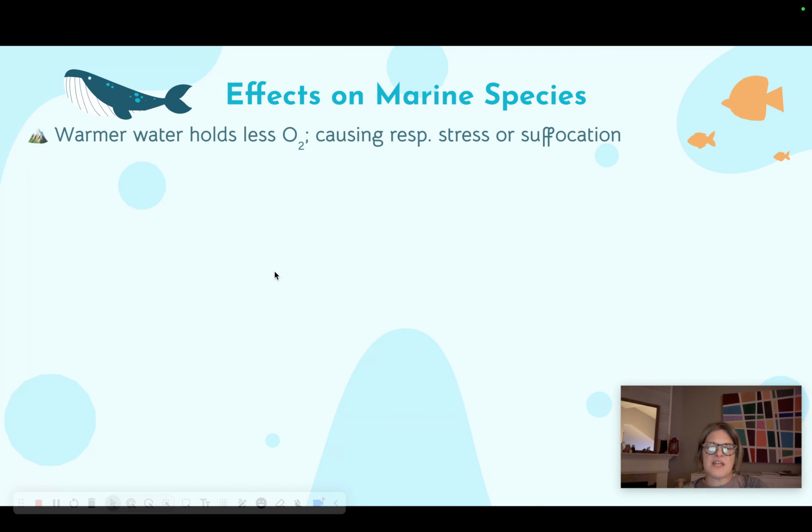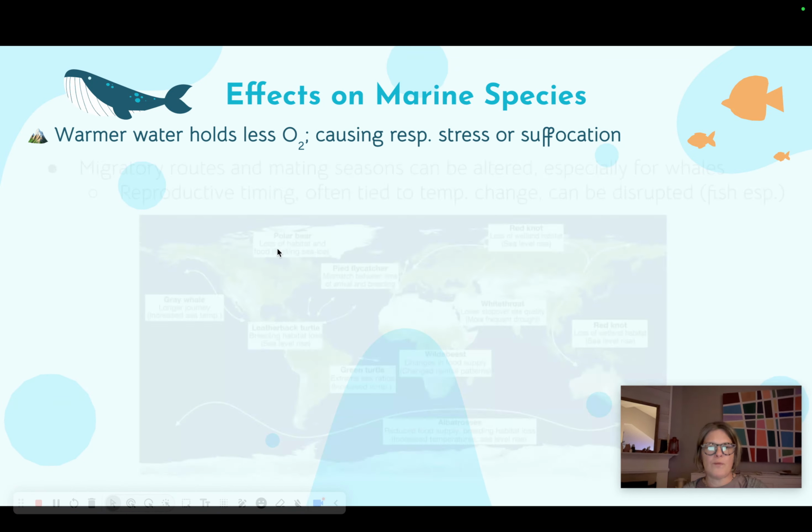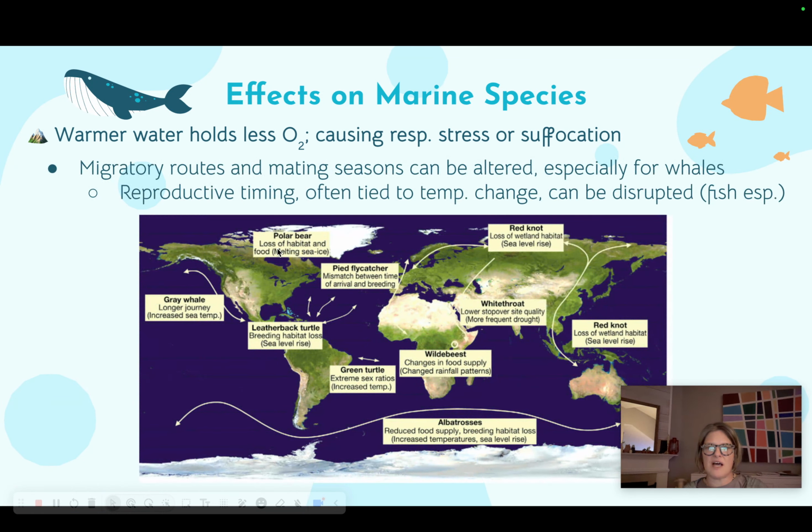All right, and so you're thinking probably, well, who cares? So the ocean's going to get warmer. It's going to be a little bit warmer when I go to the beach, but it's actually a lot more complicated than that. So warmer water, like I've said many times throughout the course, it actually holds less oxygen. So this can actually put organisms outside of their range of tolerance, and it can cause respiratory stress, or it could even cause organisms to suffocate.